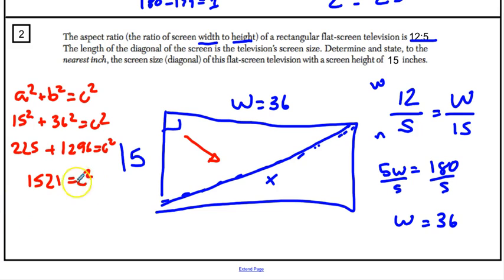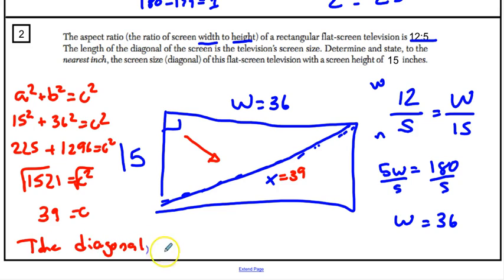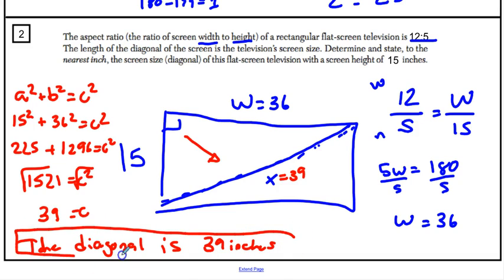To find out what c is, or our hypotenuse, what we're going to do is take the square root of both sides, and we get c is equal to 39. So, to answer our question fully, the diagonal is 39 inches. Okay? And that is how this question is done. Next question.